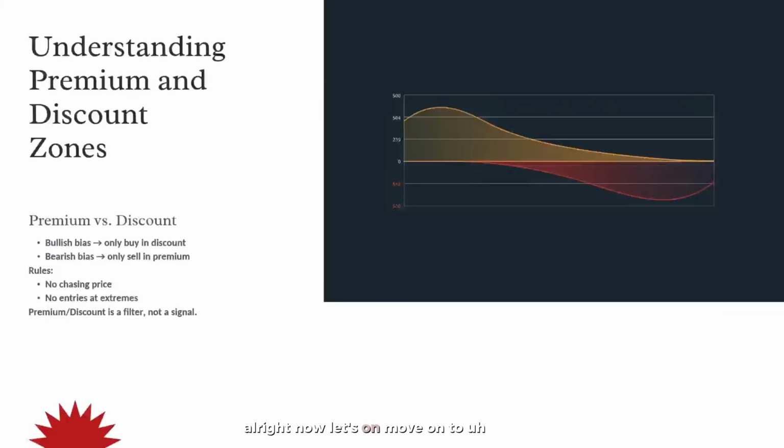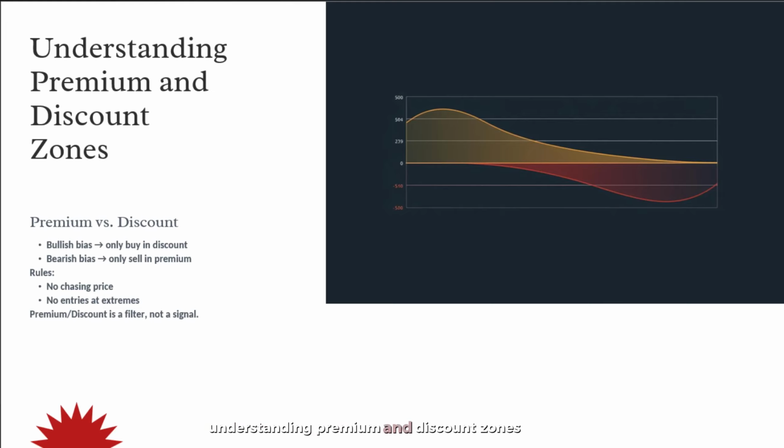All right, now let's move on to understanding premium and discount zones. The premium versus the discount. With a bullish bias, only buy in discount. If there is a bearish bias, only sell in premium. Number one rule is there is no chasing price. If it is a bearish day and you have not entered in the premium, please do not chase price. Wait for it to give you a clear entry. And do not enter your entries at the extremes, because the market can be lying to you before it continues lower or higher.